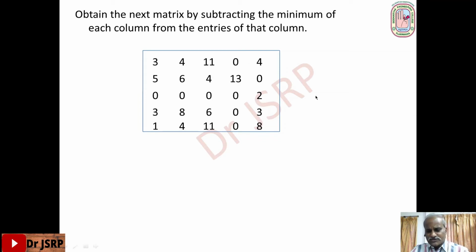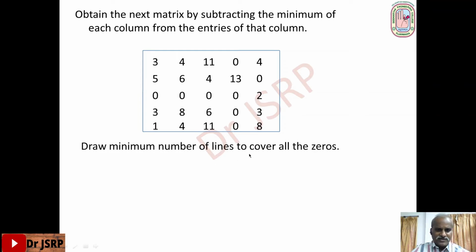Now we have to draw the minimum number of horizontal lines and vertical lines to cover all zeros. So draw the minimum number of lines to cover all zeros. Start from the first row. Observe the first row contains only one zero. So circle that zero. That means the first job has only one option. Fix that option. That means the first job is assigned to the fourth person. So cross off the fourth person, that is, draw a vertical line. That means the fourth person is fixed to the first job. That is the meaning of this vertical line.